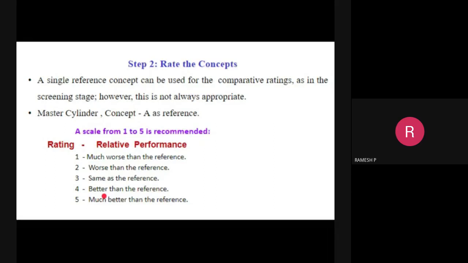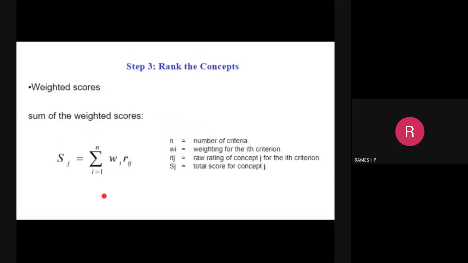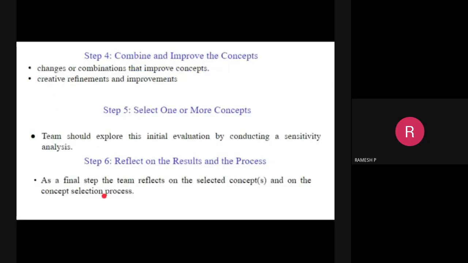Remember, these different concepts have already been screened and found to be some of the most promising ones in the earlier stage. This is step 2. In step 3, I am summing up corresponding to the weightage. Here it is not directly adding the positive or negative. With the importance rating and the percentage weightage provided by the customer for the individual selection criteria, we calculate the overall weighted scores and rank the concepts. We will explore it. And lastly, combining and improving the concept.